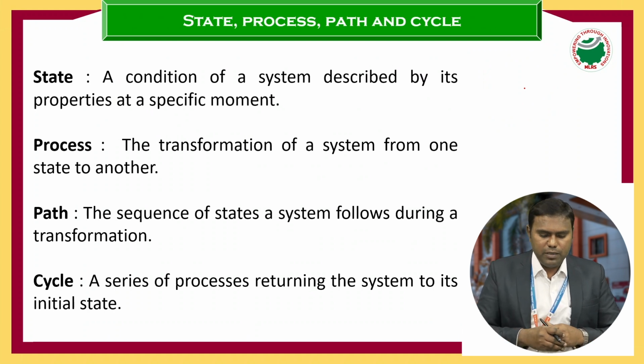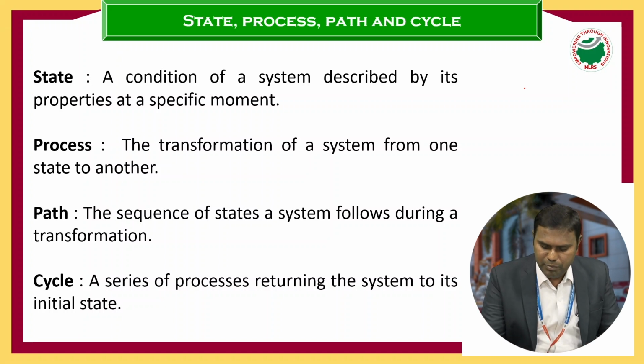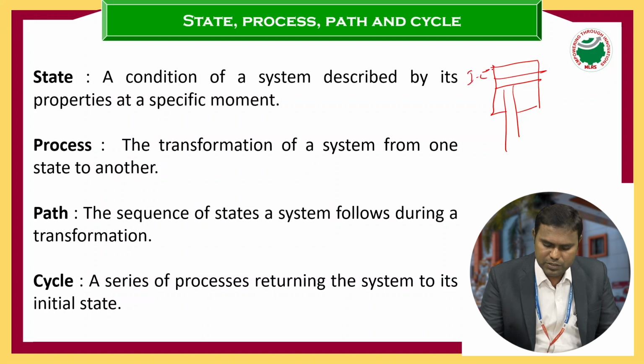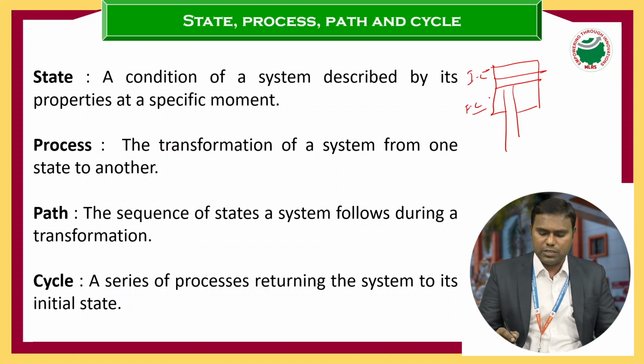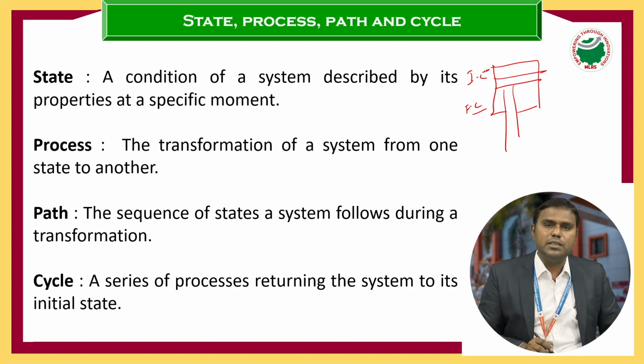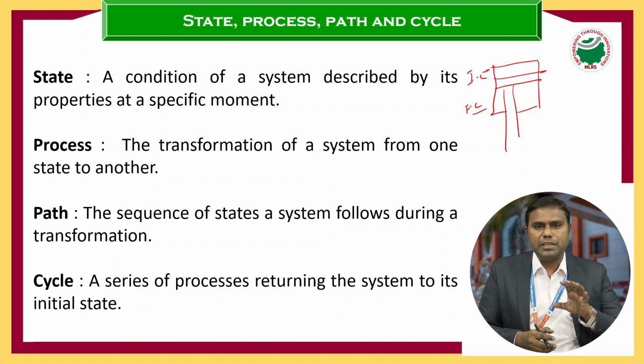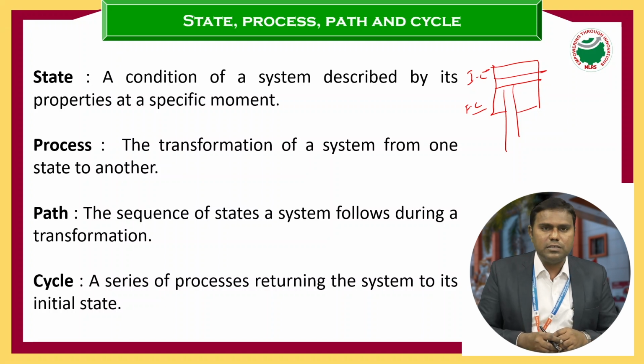Then coming to the next topic: state, process, path and cycle. State means the condition of a system. Suppose I am taking a piston cylinder arrangement. The piston moves from top dead center to bottom dead center. This is called the initial condition and this is called the final condition. The initial condition is called the initial state, and the final condition is called the final state. The change of state is called a process. So state means the condition of your system, and change of state is called a process.